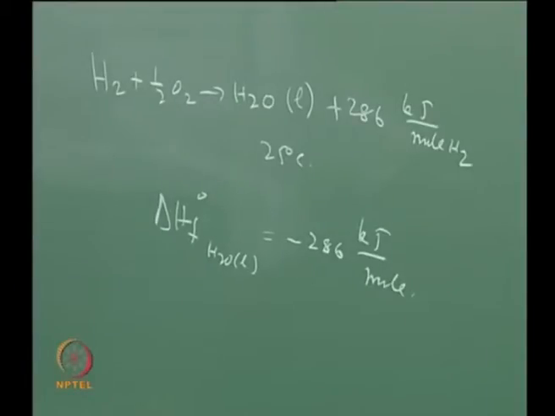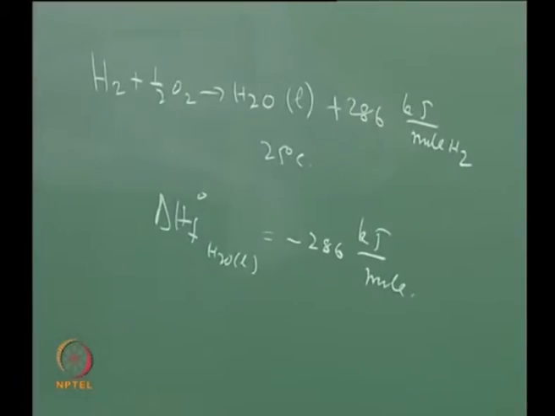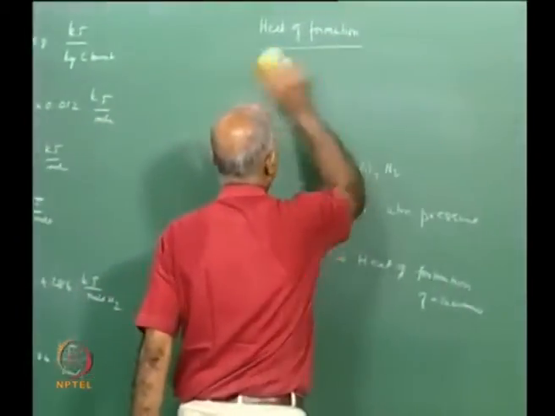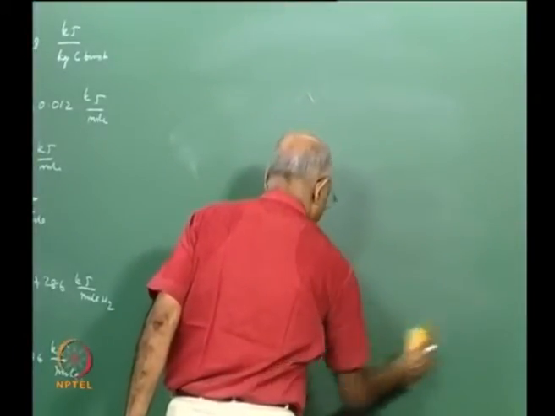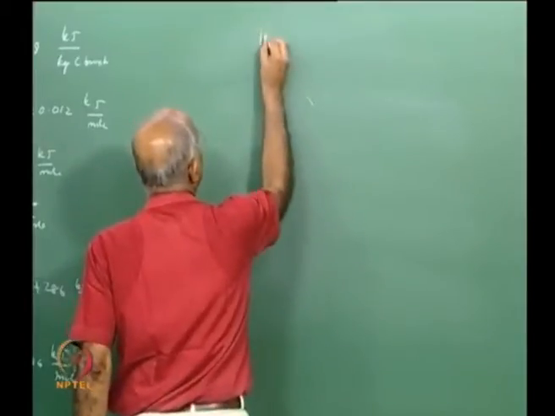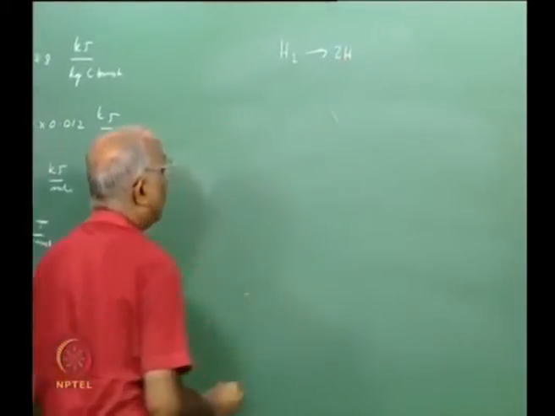Please let us not forget that since the heat of formation of a substance is defined with respect to the elements, the heat of formation of the elements themselves is therefore 0 at the standard state. One last substance I should take, because that has a positive heat of formation, and that is again important. Let us take the formation of hydrogen as an atom. We have H2 dissociating to 2H.